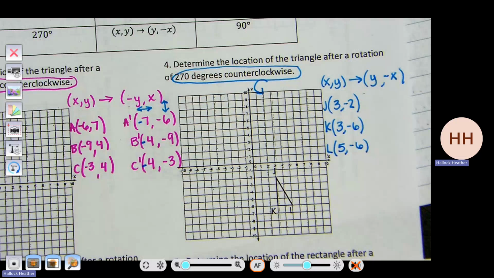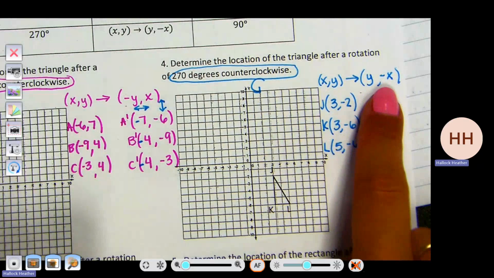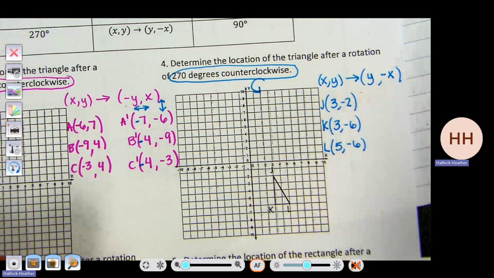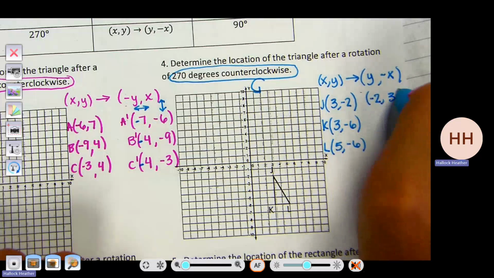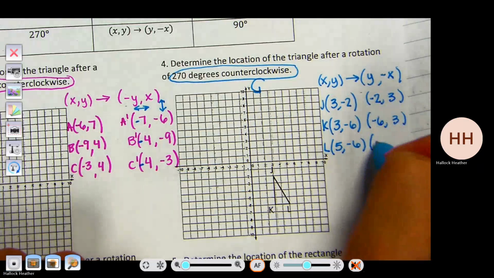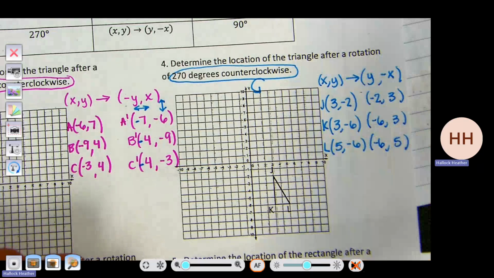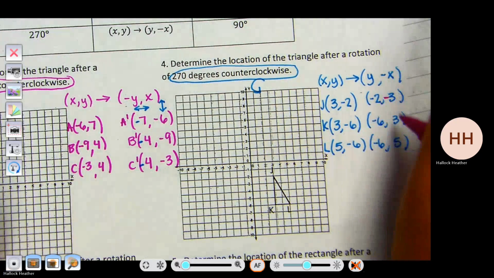Okay, so we are going to flip the coordinate first, and then we're going to worry about the sign change. So I have to flip it, and technically the back is becoming negative. If it's negative, it's positive. So I'm going to flip it. So negative 2, 3. Negative 6, 3. Negative 6, 5. And then which values are changing their signs? The front and the back? The back. So all of the back is becoming negative.